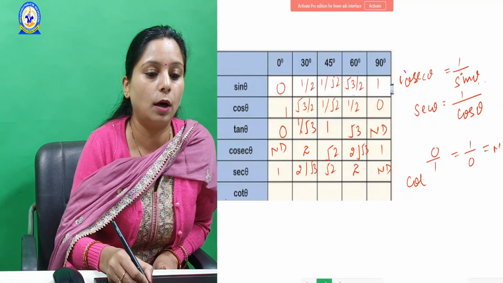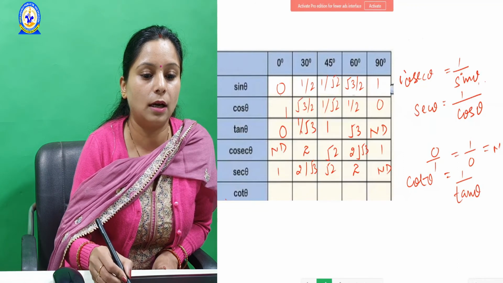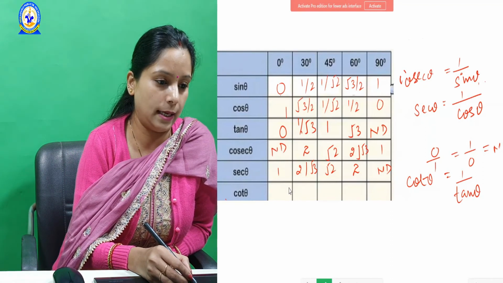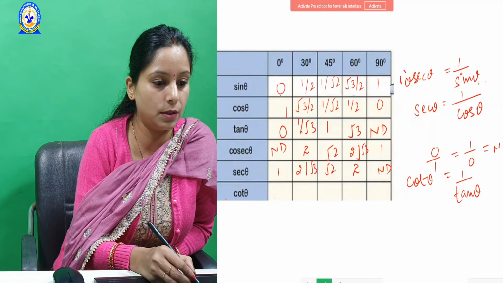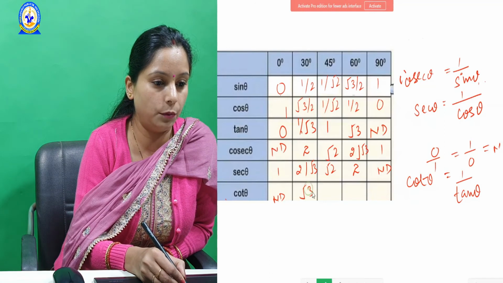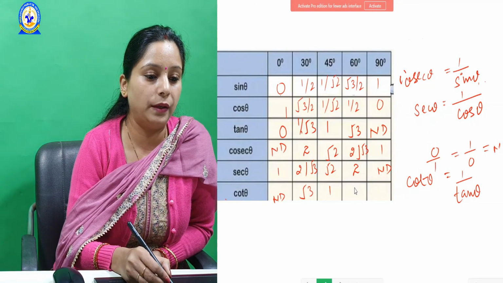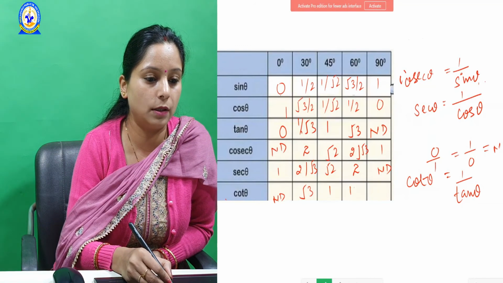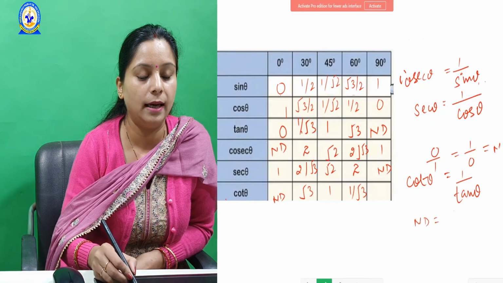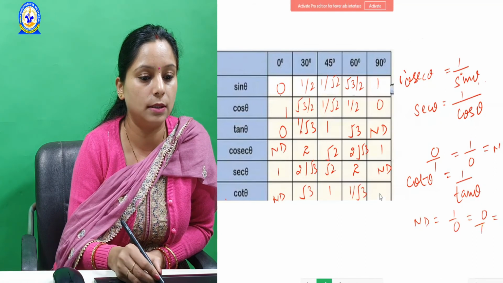And you know cot theta is 1 upon tan theta. So now we will take the reciprocal of all the values of tan theta. Tan 0 is 0, so the reciprocal is 1 upon 0, which is not defined. Tan 30 is 1 by root 3, so it will be root 3. Tan 45 is 1, so it will be 1. Tan 60 is root 3, so it will be 1 by root 3. And tan 90 is ND. What is the meaning of ND? ND means 1 upon 0, so its reciprocal will be 0 upon 1, which is equal to 0.